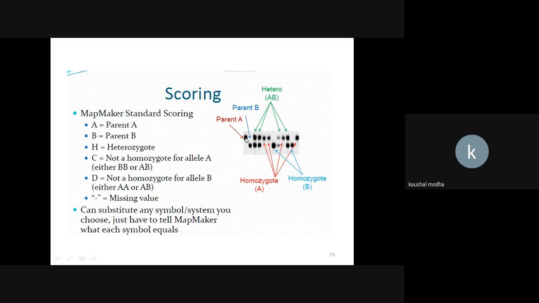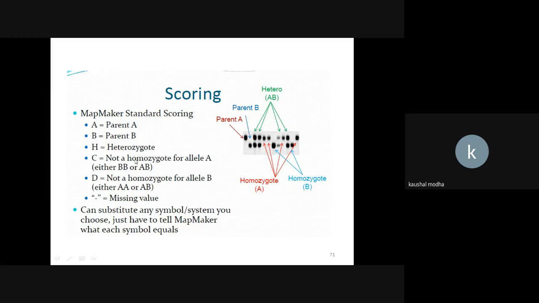This is the profile for parent A. So we may be giving the score of A. This is B marker. That means these are the two alleles of one marker locus. A heterozygous individual expressing both the alleles may be given the code H. There are other codes also, C and D.